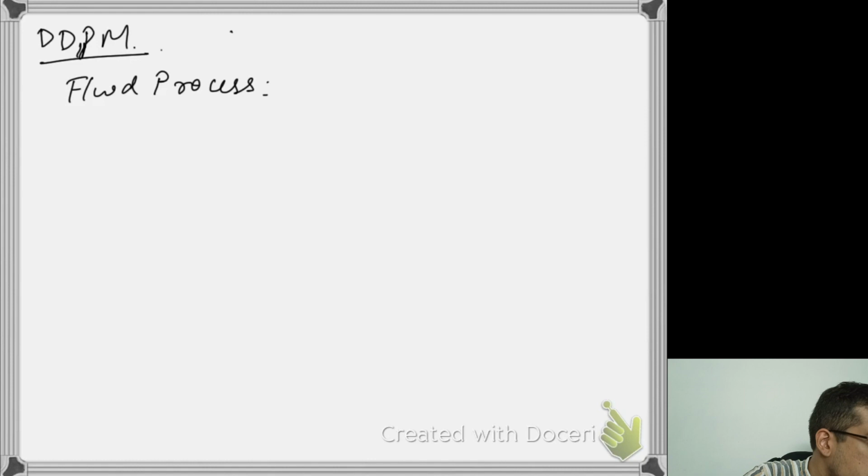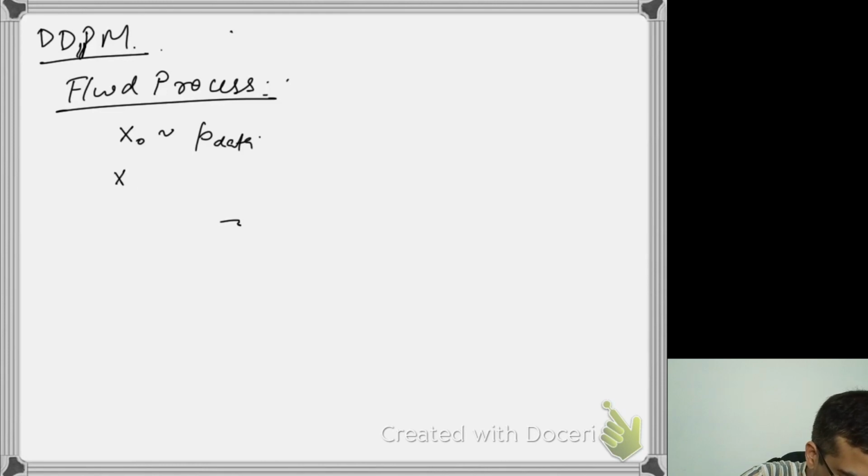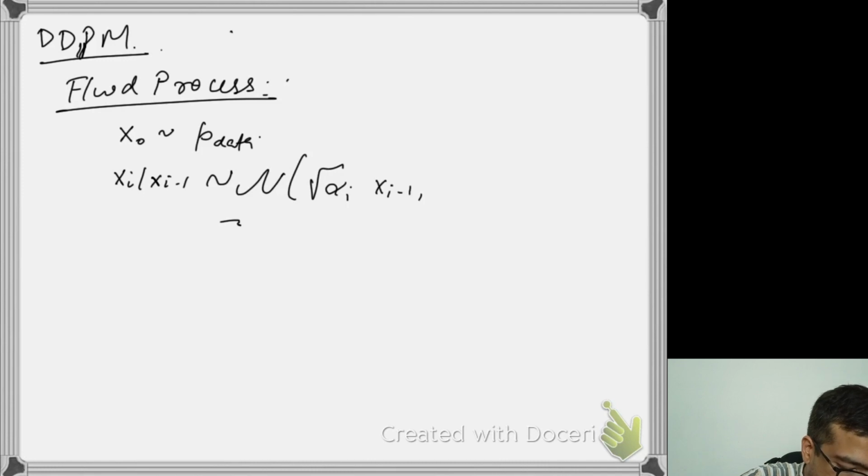So next, let's try to get a continuous time variant for DDPMs, or denoising diffusion probabilistic models. If you recall the DDPM forward process, that consists of x naught coming from a data distribution p data, and xi given xi minus 1 is normally distributed with mean square root alpha i xi minus 1 and variance 1 minus alpha i times identity.